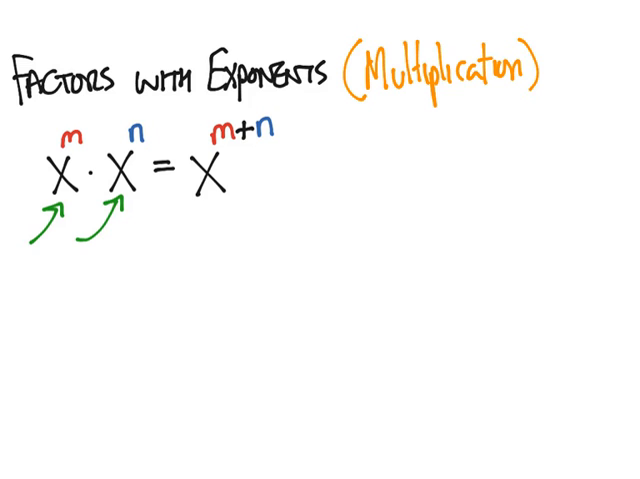So, for example, x to the second times x to the third would become x to the 2 plus 3, or x to the fifth.